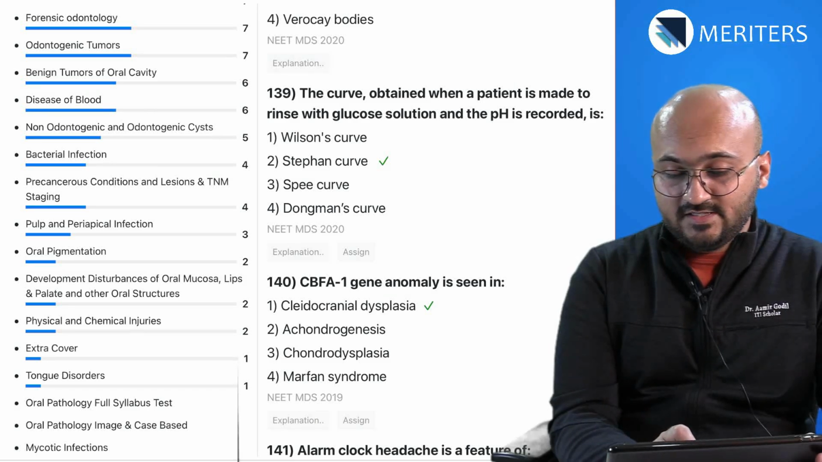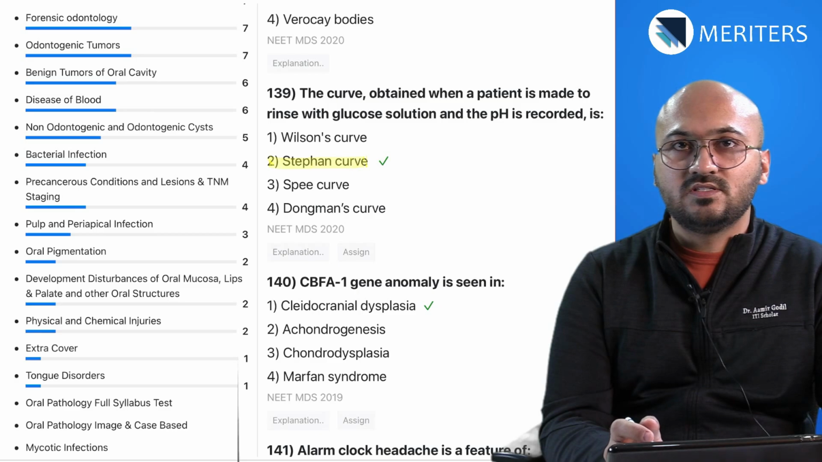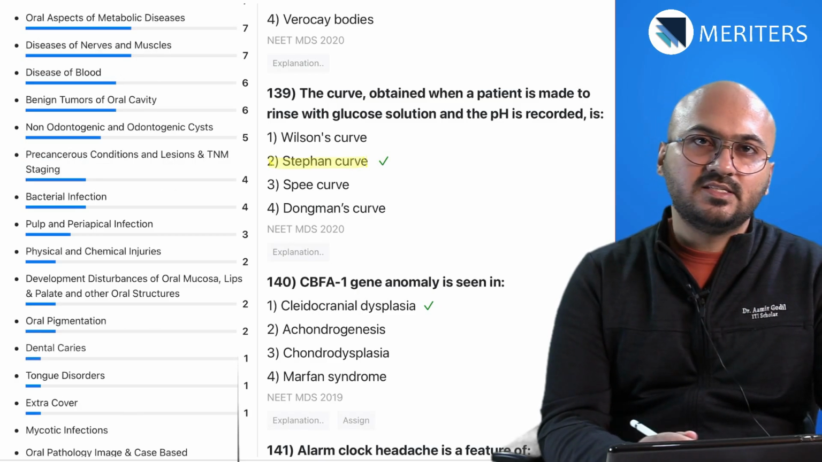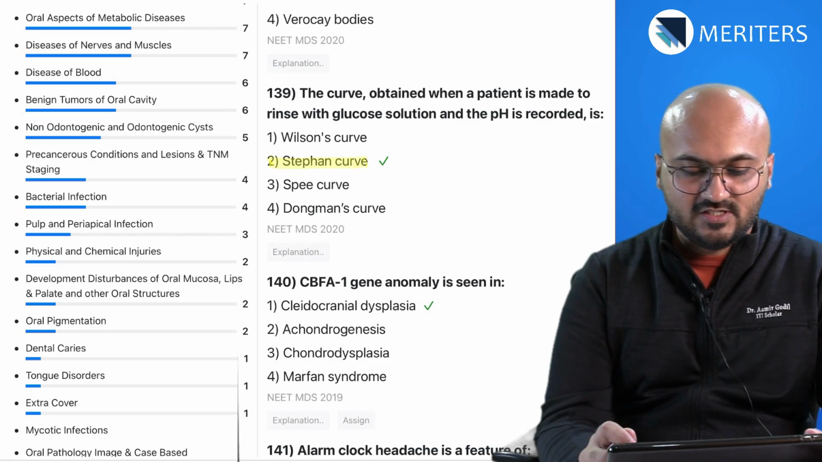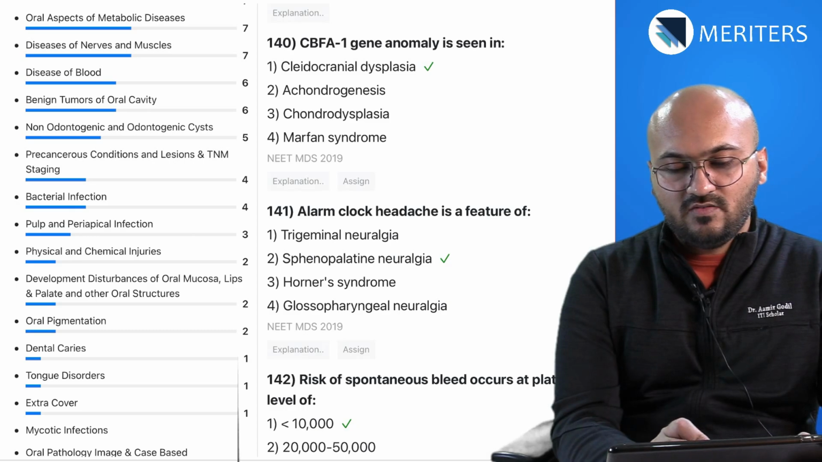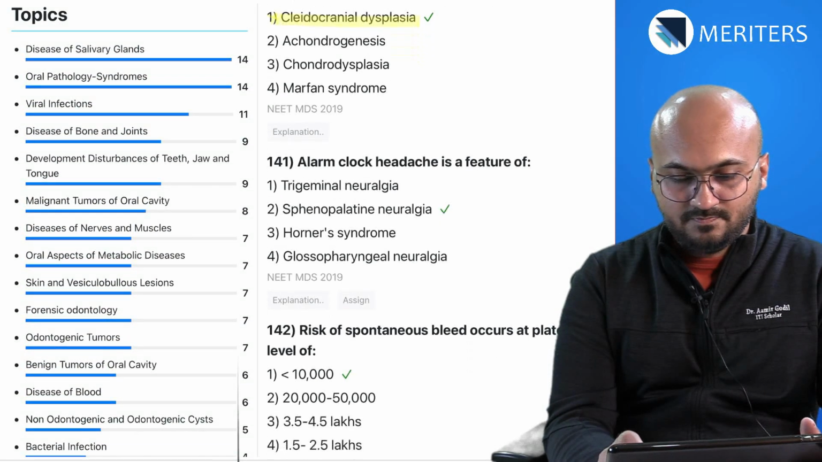First question on caries, Stephen's curve. Now, of course, caries will be discussed under cons, pedo, multiple places. So don't be surprised if there are fewer questions here because you will find those questions in other subjects. Then the CBFA1 gene is associated with cleidocranial dysplasia, bone and joints.